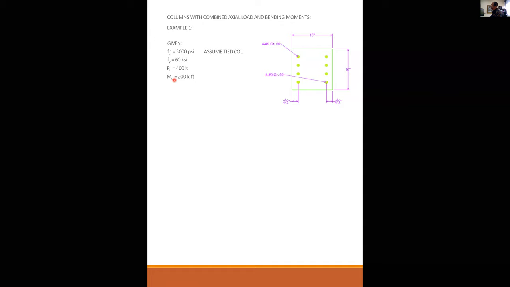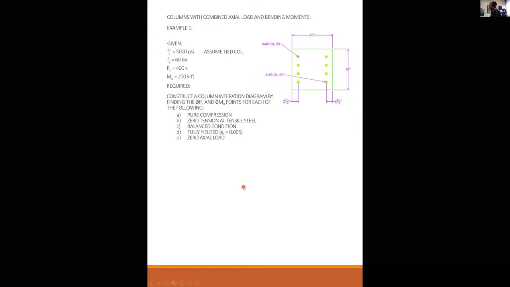What is required is to construct a column interaction diagram by finding phi Pn and phi Mn points for each of the following. These are the points that we're going to plot out in order to construct this diagram. Point A is the point of pure compression. B is zero tension at the tensile steel. C is the balance condition. D is a fully yielded condition where epsilon sub t is equal to 0.005. And E, the last point, is at zero axial load.